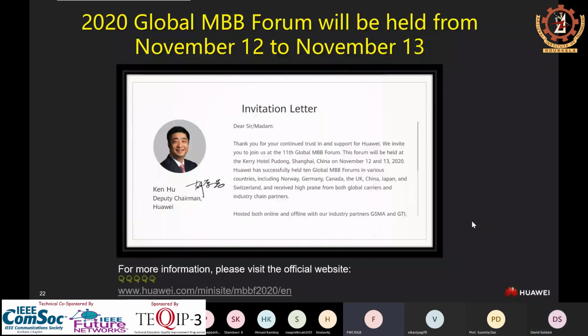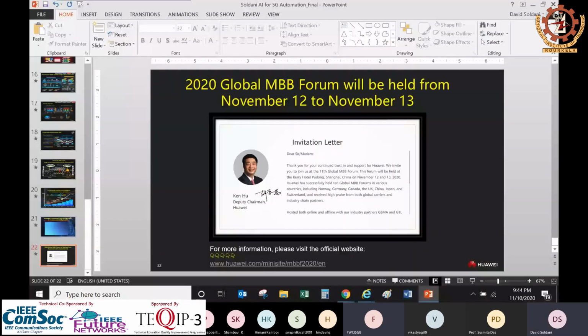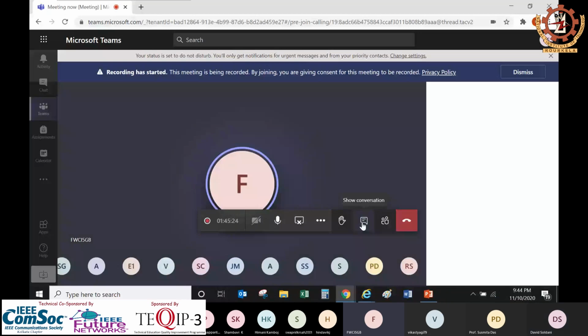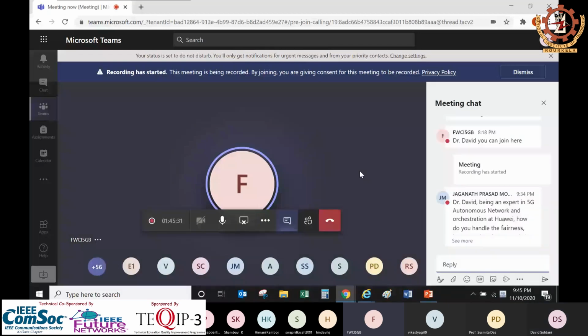So there is another query in the chat box. You can have a look. The query is: in 5G autonomous network and orchestration at Huawei, how do you handle fairness, bias and ethical issues while developing ML models? Please provide an insight into the recurring technical bias in existing machine learning functions or neutralizing datasets you propose. Yeah, this is a very interesting question. I think we can take that offline. It could be a thesis for a student to look into the problem, because it may also vary depending on the approach you are using.